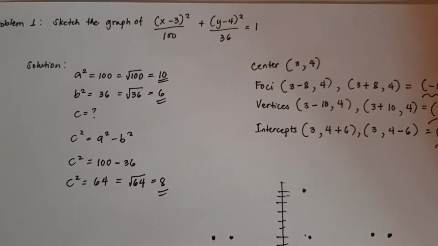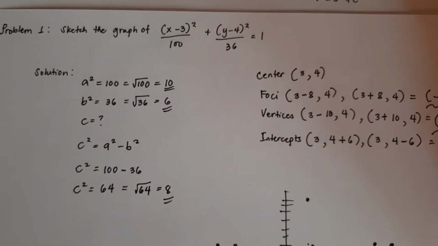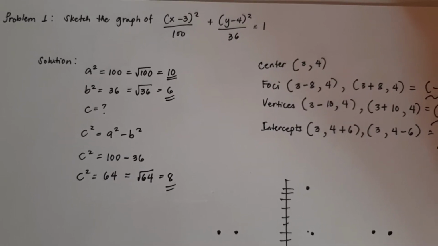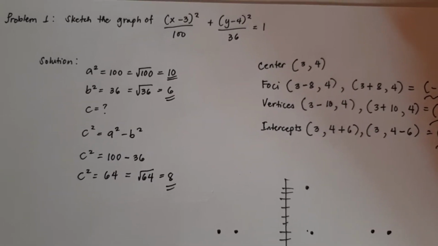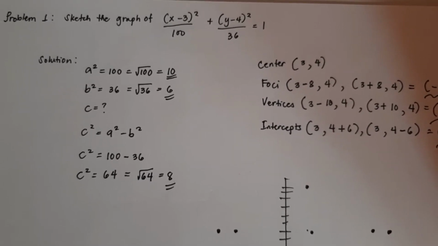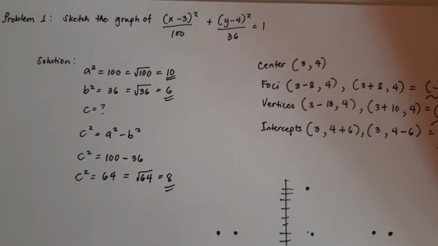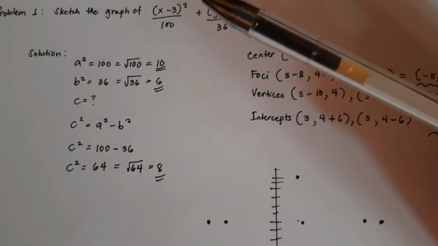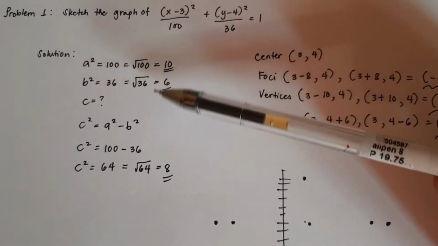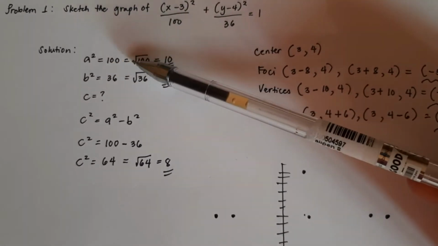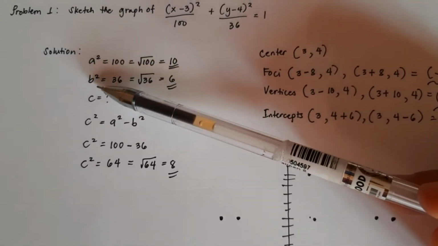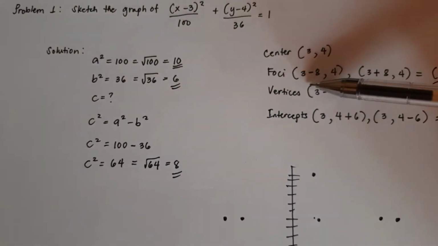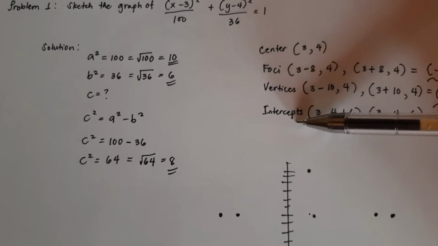Okay, let us have problem number 1. For example, ang problem ay sketch the graph of (x minus 3) squared over 100 plus (y minus 4) squared over 36 equal to 1. So, the solution would be, hahanapin mo muna ang values ng H, K, A, B, and C for you to determine the center, the foci, the vertices, and intercepts.